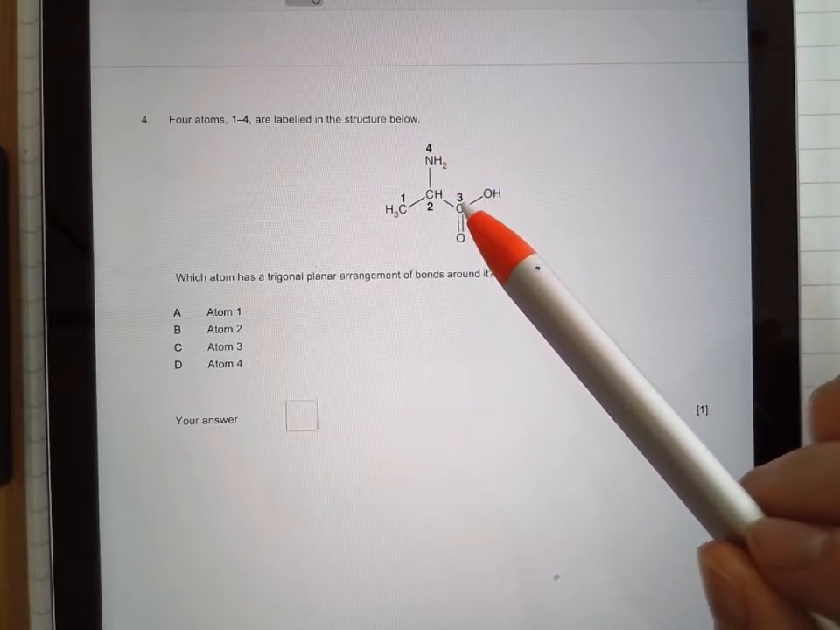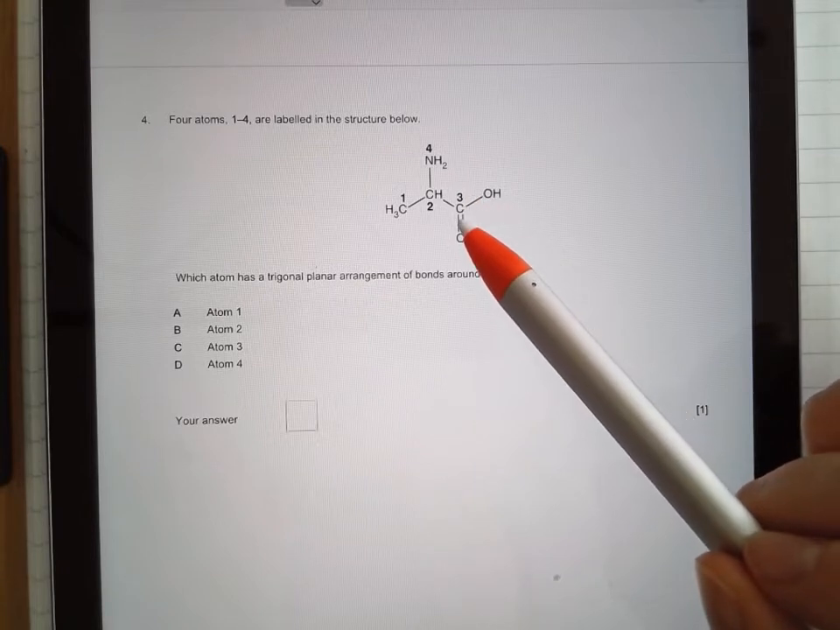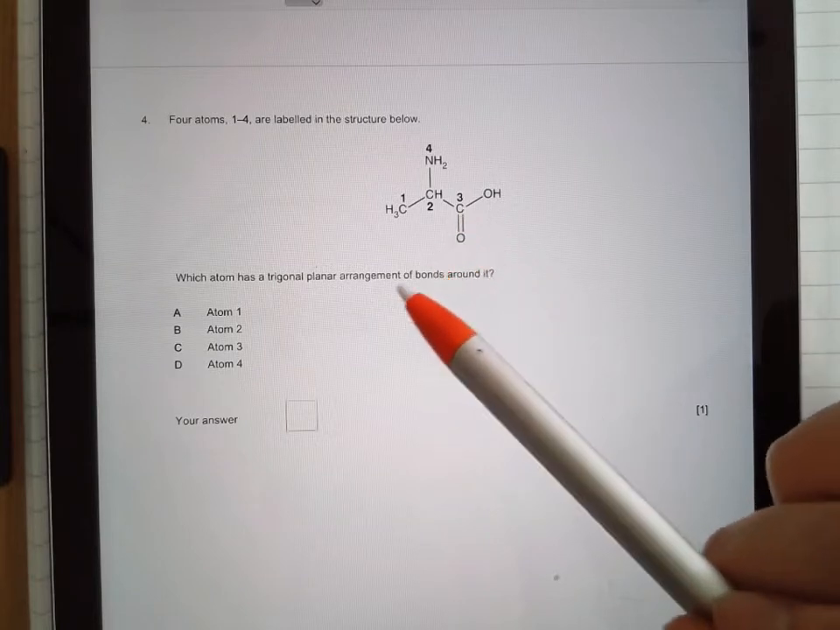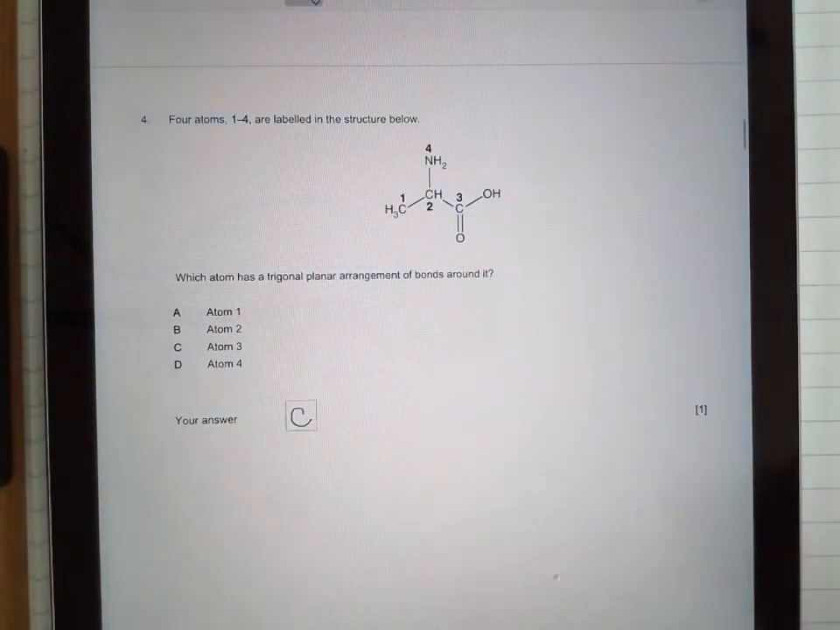That leaves me with atom number 3, which is carbon. It's got 1, 2, 3 bonding regions around it. 3 bonding regions means it's trigonal planar, which is what I want. So my answer is going to be C, which is atom number 3.